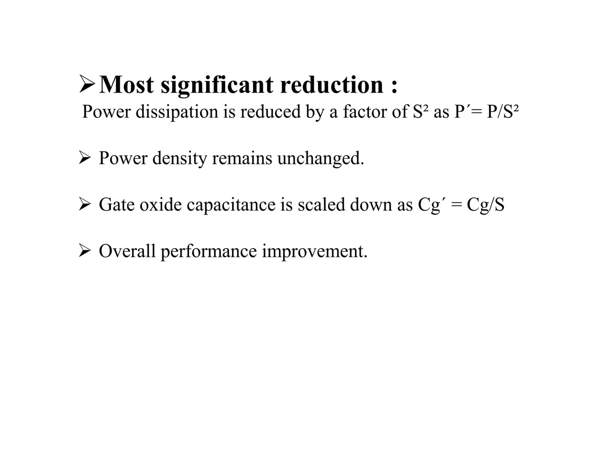Power dissipation is reduced by a factor of S square, that is, if the original power dissipation is P, the power dissipation after scaling is P by S square. Similarly, the gate oxide capacitance is scaled as Cg by S, where Cg is the gate oxide capacitance before scaling and S is the scaling factor. As a whole, an overall performance improvement is noticed.